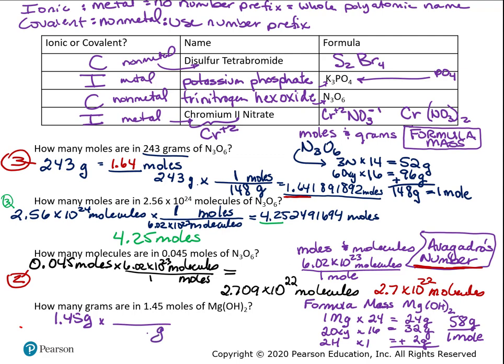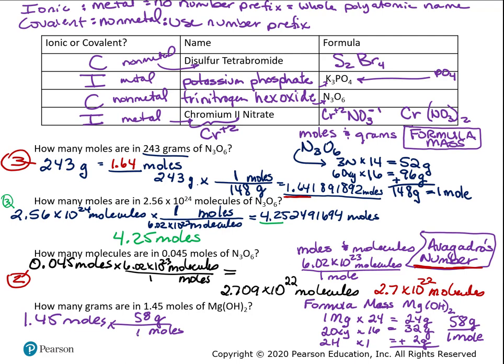Grams. Oh, I'm sorry, I just went backwards, didn't I? Yep, brain cramp, sorry. Okay, so I have 1.45 moles times in a line. Moles goes on the bottom. And what goes on top? Grams. Grams gets the what? Gets the 58. So grams is going to get the formula mass. Moles gets a 1.